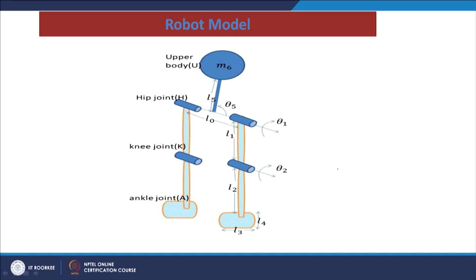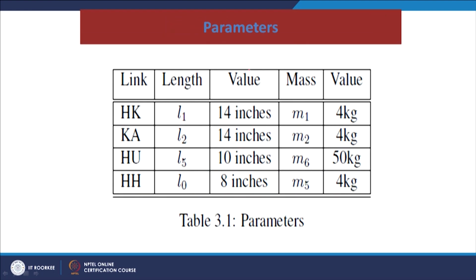So, this is the continuation of my last lecture on biped robot with flat foot model. In the last lecture we have seen the flat foot model as given in this picture. We have seen that the two legs of the biped are like two arm manipulators with 2 degrees of freedom each, and the center of mass of the upper body is denoted by U here, and the details of the parameters are given in this table.